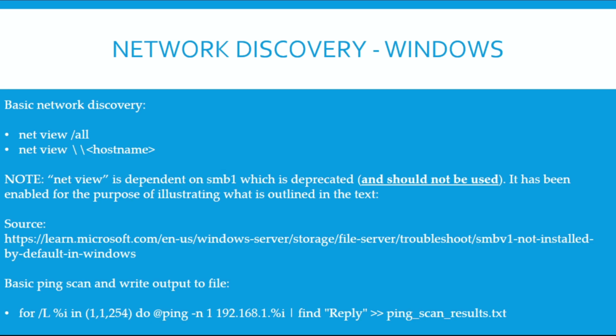So in the text, basic network discovery uses net view. We have net view /all, net view /hostname. Note, net view is dependent on SMB1, Server Message Block version 1, which is deprecated and should not be used. It's been enabled for the purpose of illustrating what's outlined in the text. You can see the source document there from Microsoft, giving their explanation of why it needs to be disabled, and then we will cover a basic ping scan via the command line. So let's head over to the lab and check this out.